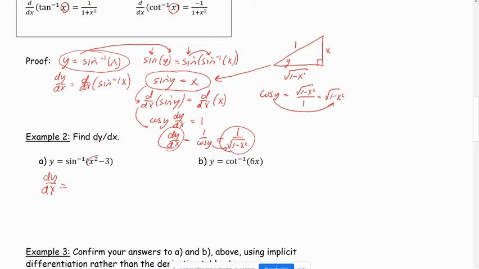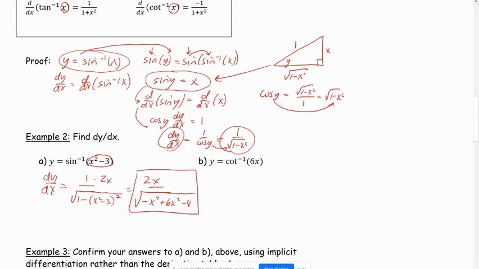And so this is in place of where the x normally is. So this would be 1 over the square root of 1 minus this expression squared, and then times the derivative of the inside, and the derivative of the inside is 2x. So we end up with the derivative being 2x over the square root of, in this case, negative x to the 4th plus 6x squared minus 8, I believe, is what you get if you simplify that. It's not necessary that you expand that out, but this is what I would get for a simplified answer.